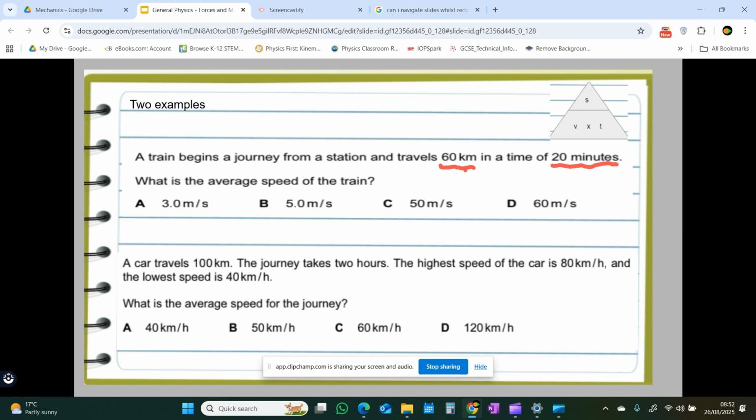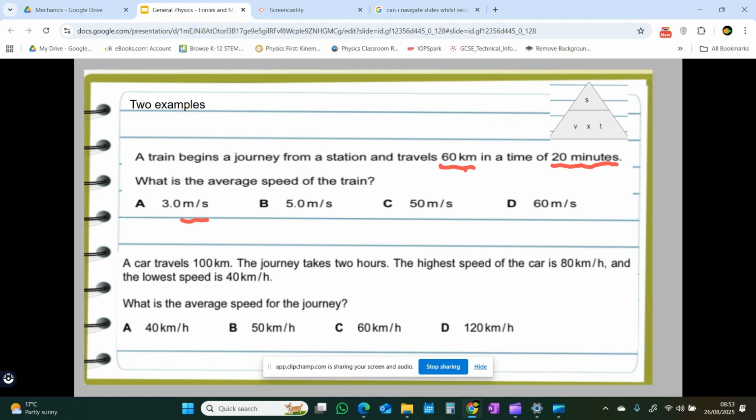Now, notice that all of the units in the answers are in meters per second. So we can't just say 60 kilometers divided by 20 minutes is 3 kilometers per minute. That would not give us the correct answer. And some candidates might do that and end up with answer A, and they'd be wrong. So what we need to do is convert the data into using units that appear in the answers.